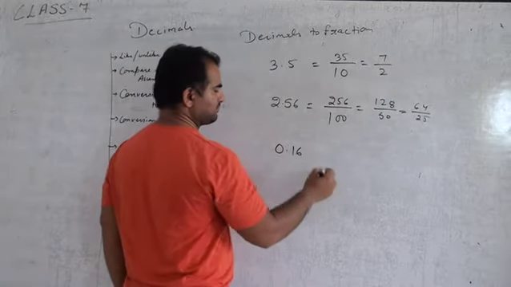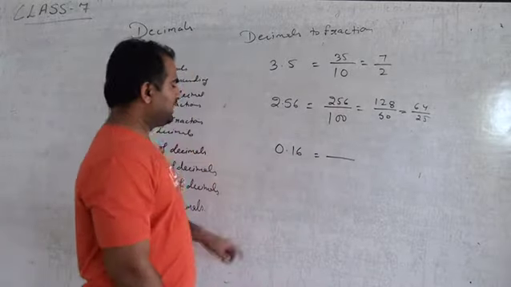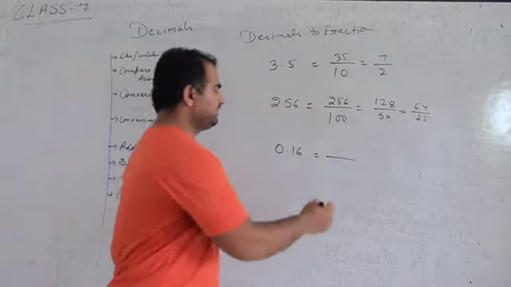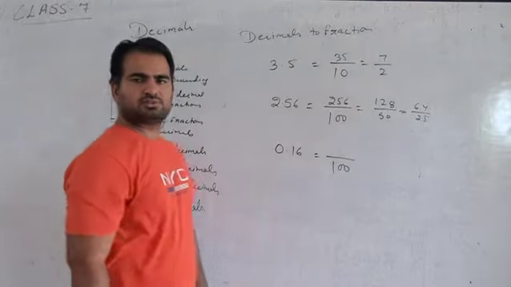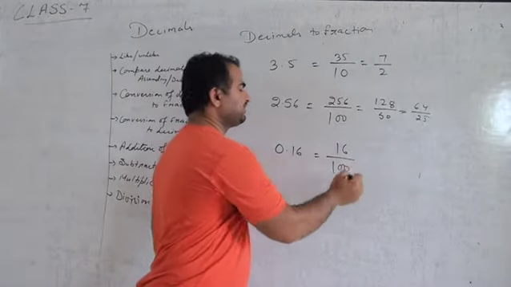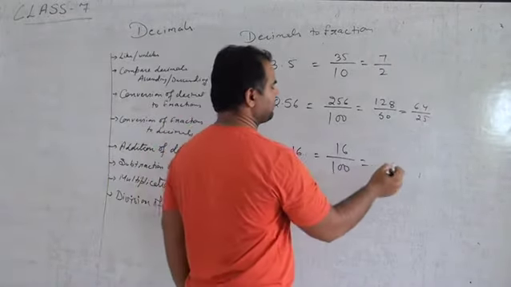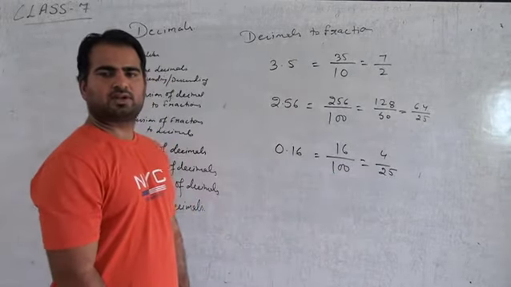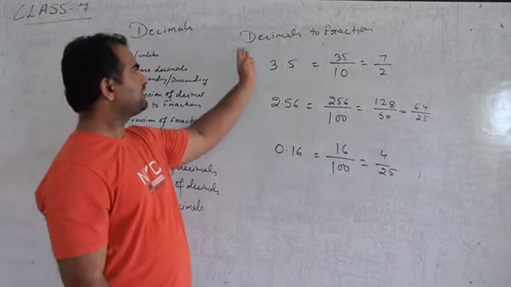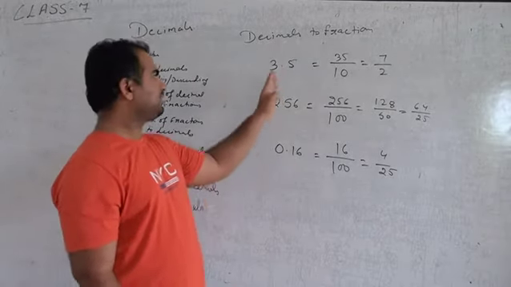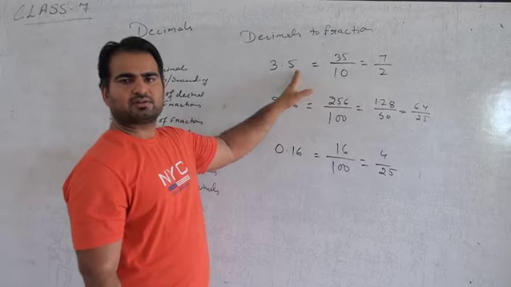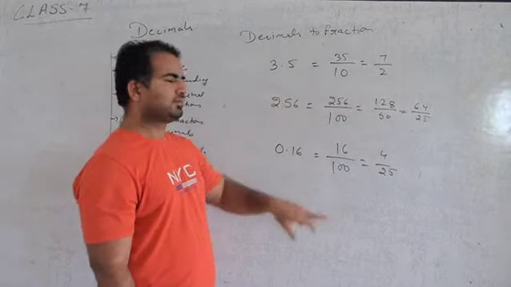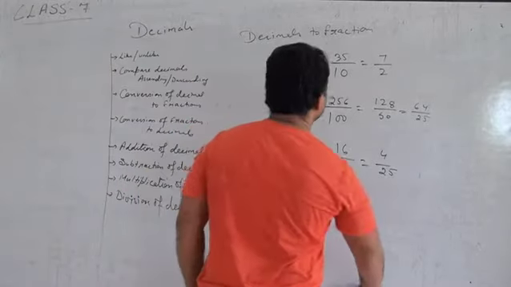Okay. If the question is 0.16, then what do we have to do? After the decimal, how many digits are there? 2. Then we write 2 zeros, and it will be 16 upon 100, or we can say 4 by 25. Done? So by this method you can convert decimals to fractions. Just count how many digits are there after the decimal and place that number of zeros accordingly.